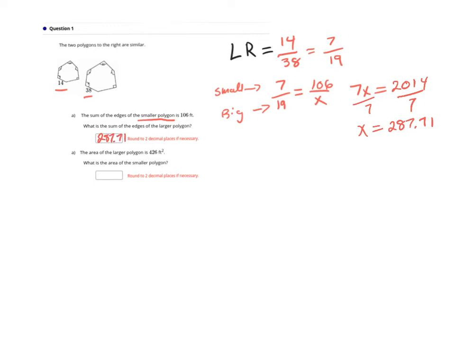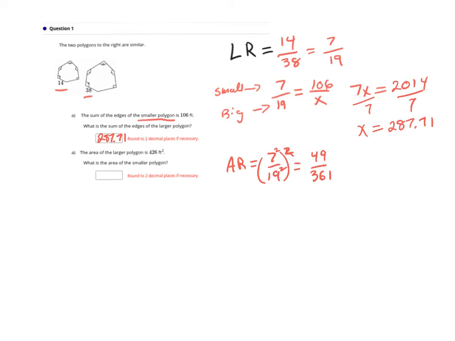Now it says the area of the larger polygon is 426. What is the area of the smaller polygon? To work with the area, we need to find the area ratio. To find the area ratio, we have to take the linear ratio and square it. When you square the linear ratio here, you're going to end up with 49 over 361, because all I'm doing is squaring the 7 and squaring the 19, and that gives me my answer.